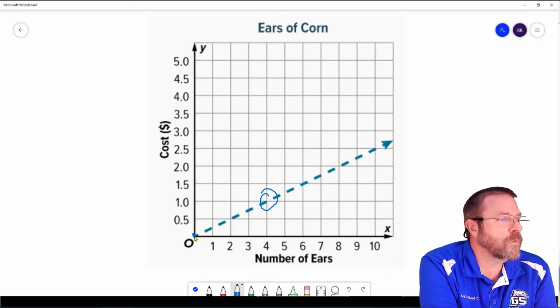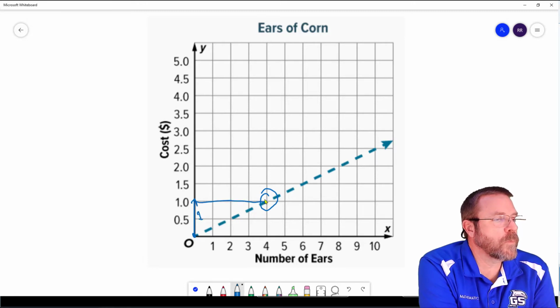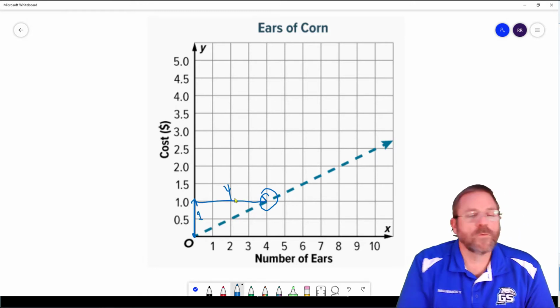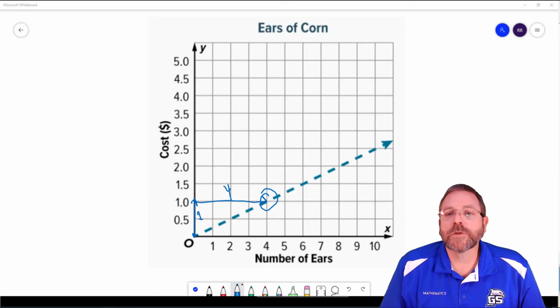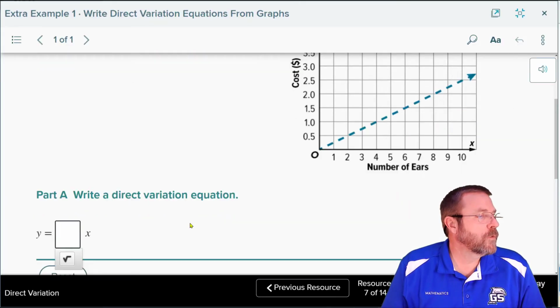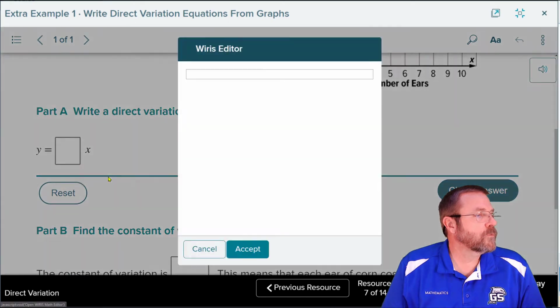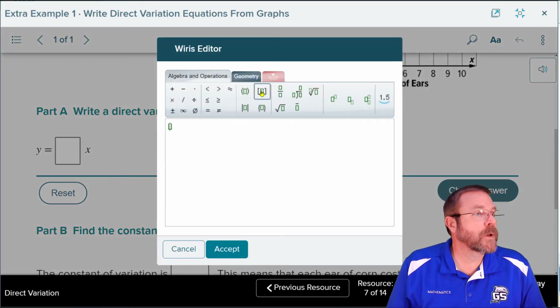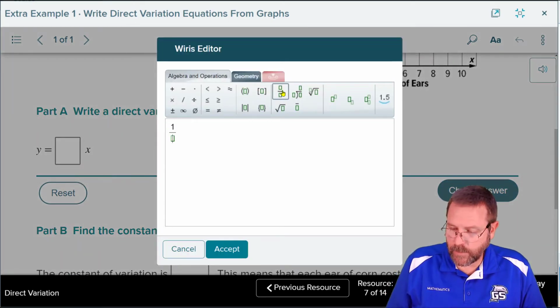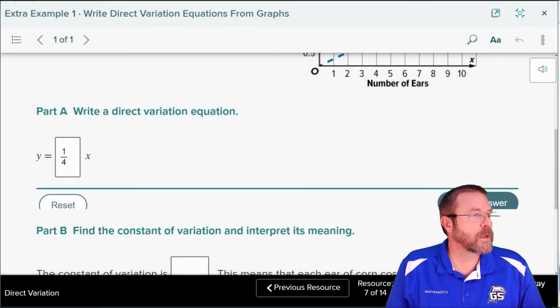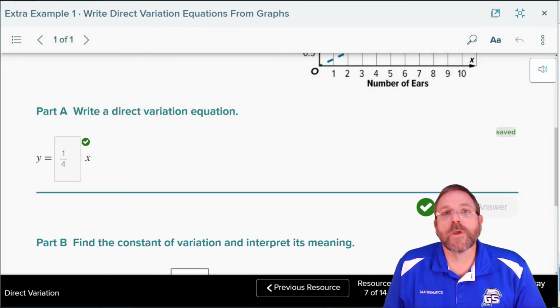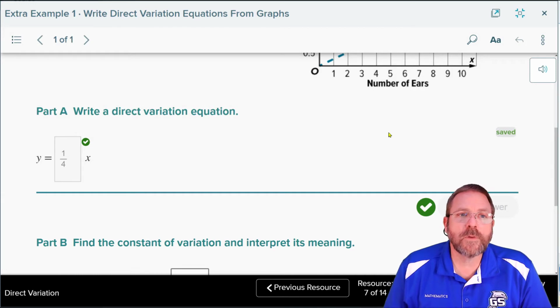So, starting at the origin, I'm going to rise 1, and I'm going to run 4. So what's my slope going to be? My slope is going to be 1 over 4, which we can also write as 0.25, but I like fractions, so that's what I'm going to do. 1 over 4, hit accept and check. So there we have created the equation of the line.